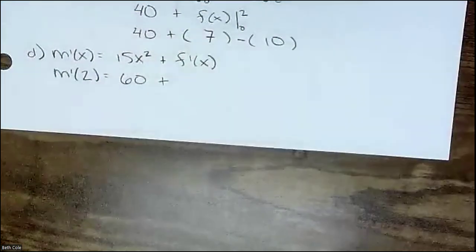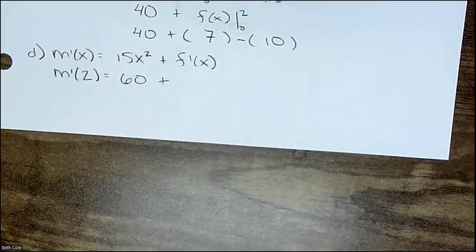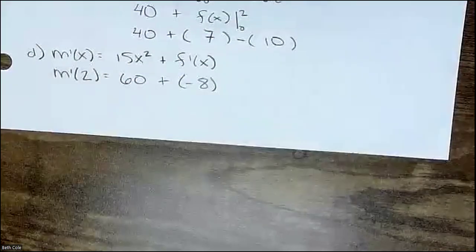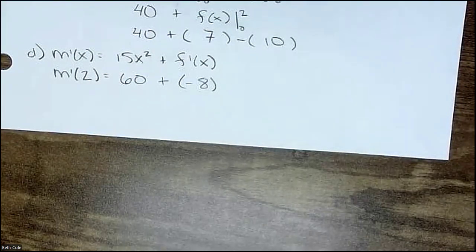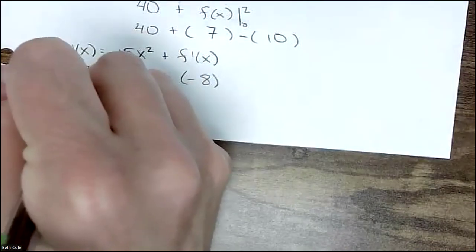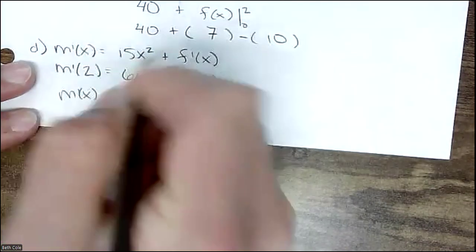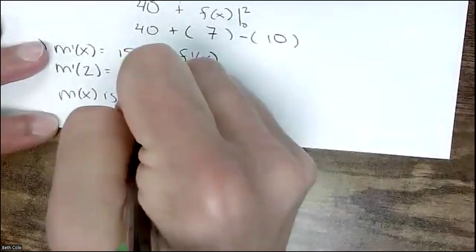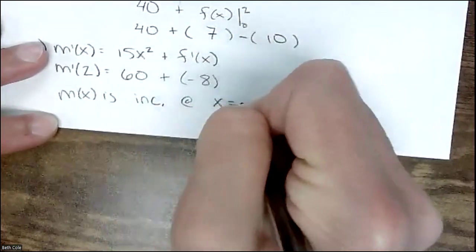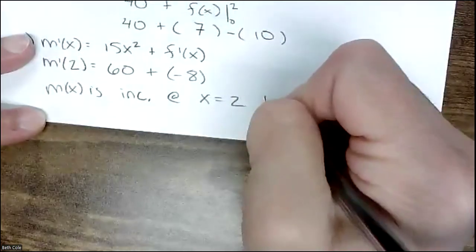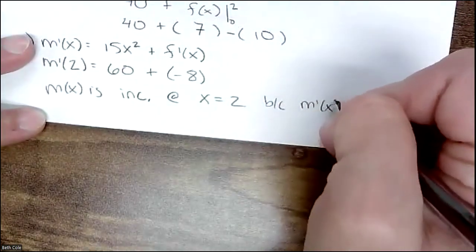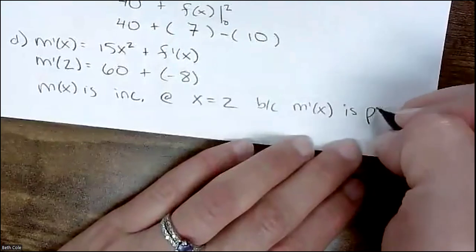All right. And then from your table, what is f prime of 2? Negative 8. And that whole result, is it positive or negative? So here comes your sentence. I've drilled these sentences into you. M of x is increasing at x equals 2 because m prime is positive.